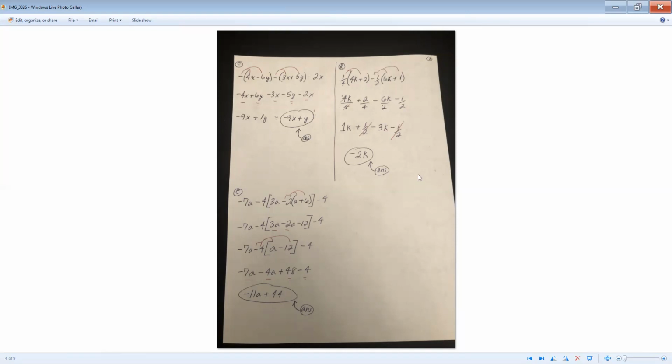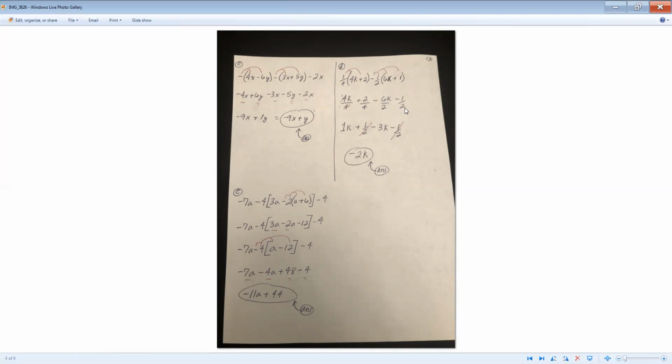Next one, 1/4 times the quantity of 4k plus 2 minus 1/2 times the quantity of 6k plus 1. So you distribute the 1/4 to each term. 1/4 times 4k is 4k over 4. 1/4 times 2 is 2 over 4. Negative 1/2 times 6k is negative 6k over 2. Negative 1/2 times 1 is negative 1/2.